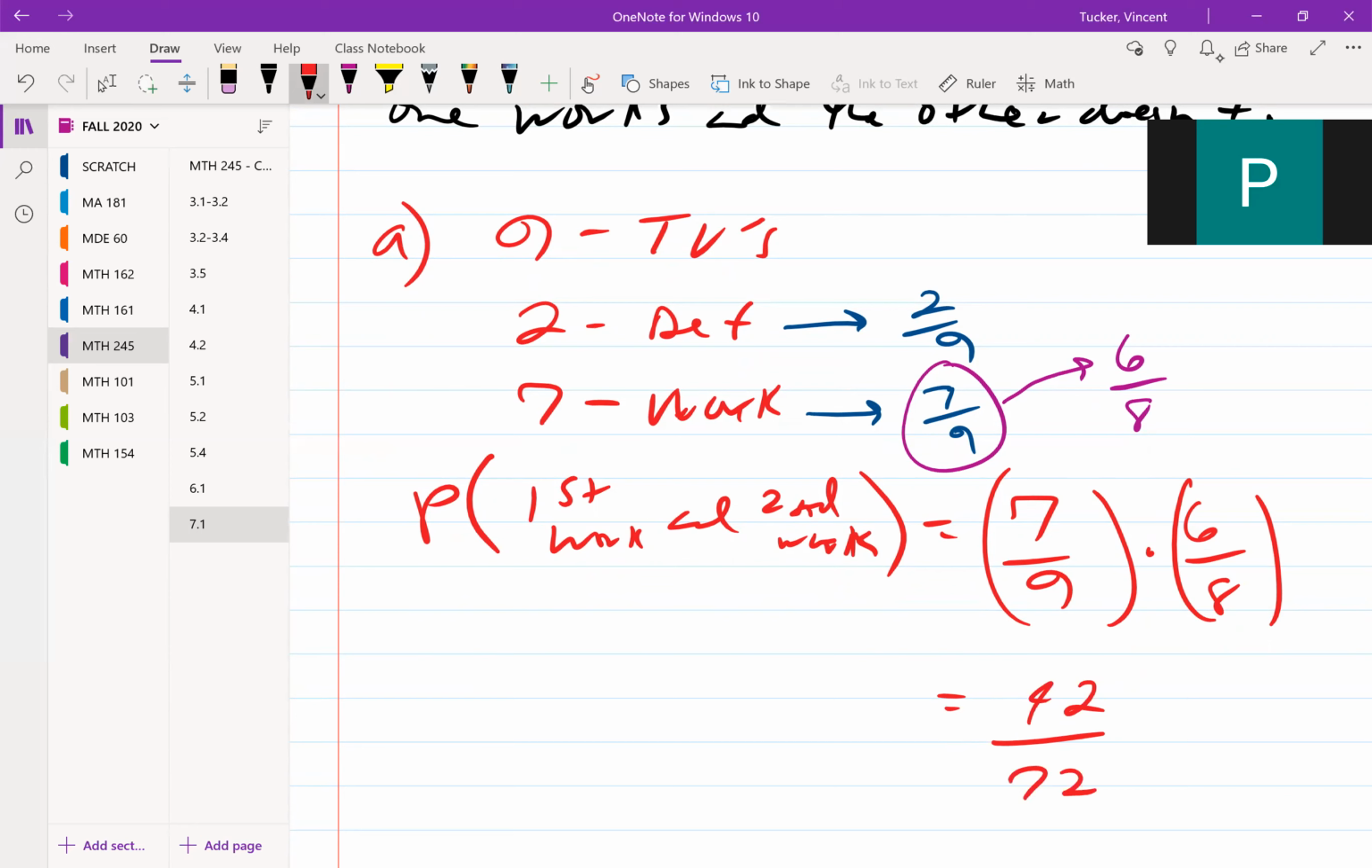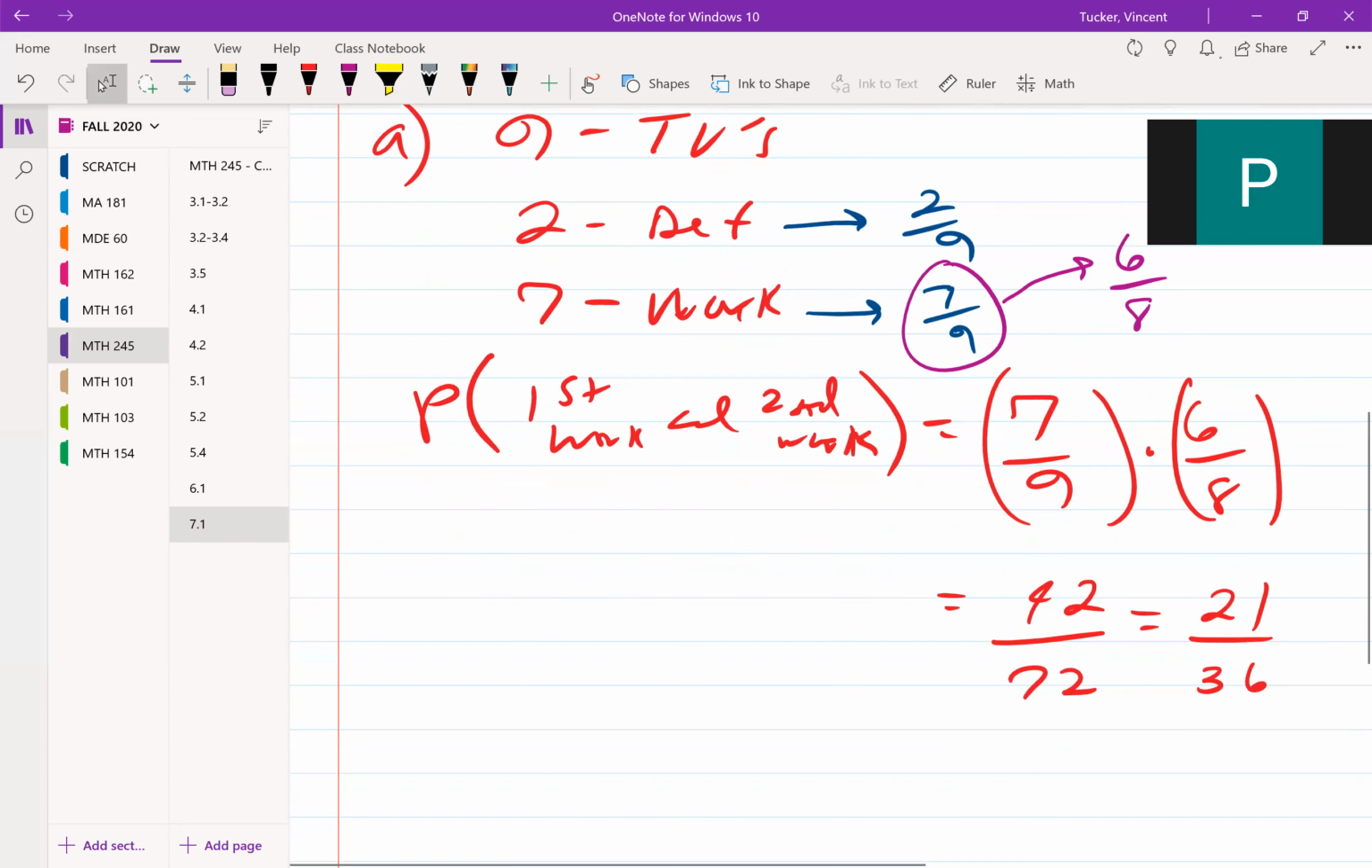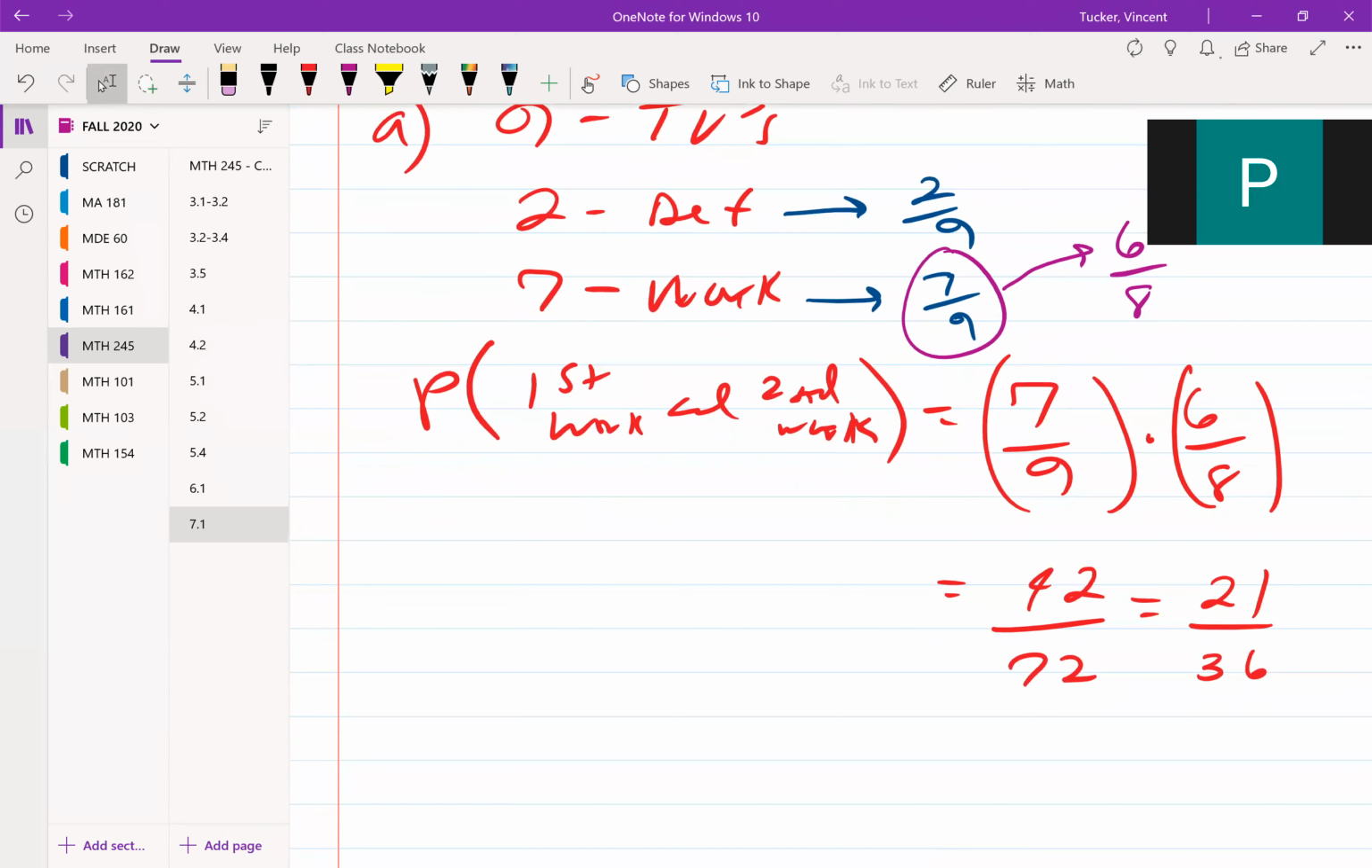And I could have reduced first. 21 over 6, I could have gone some more. I could have divided out a whole 6, that's right, because 3 times 2 is 6. So that's 7 out of 12. So it will reduce down to 7 out of 12.